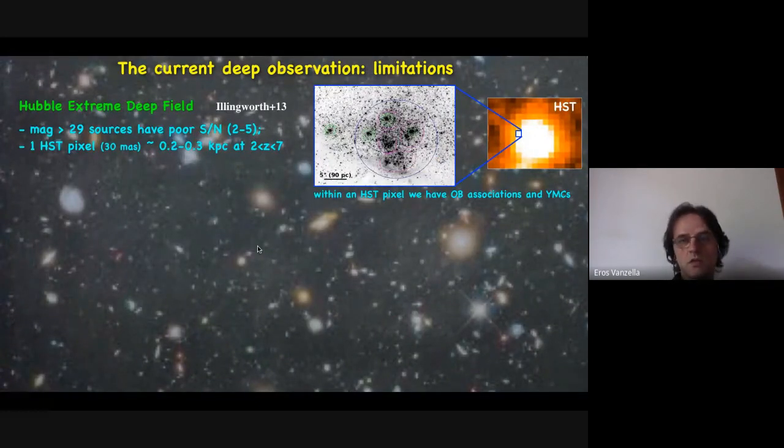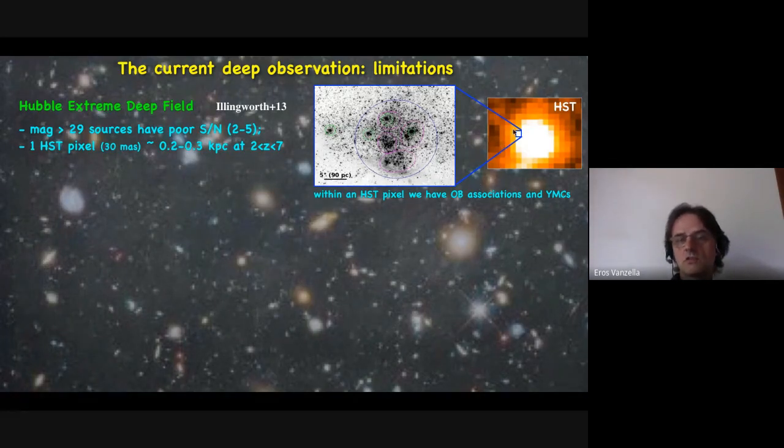When we are looking at a non-lensed field, that is, non-magnified fields, and we take, for example, one of the deepest, the Hubble Ultra Deep Field, we have objects that are detected down to magnitude 29 or 30, but with a signal-to-noise that is quite low. And moreover, one HST pixel, which is typically 30 milliarcseconds, is probing 0.2 to 0.3 kiloparsec physical at redshift 2 up to 7, more or less.